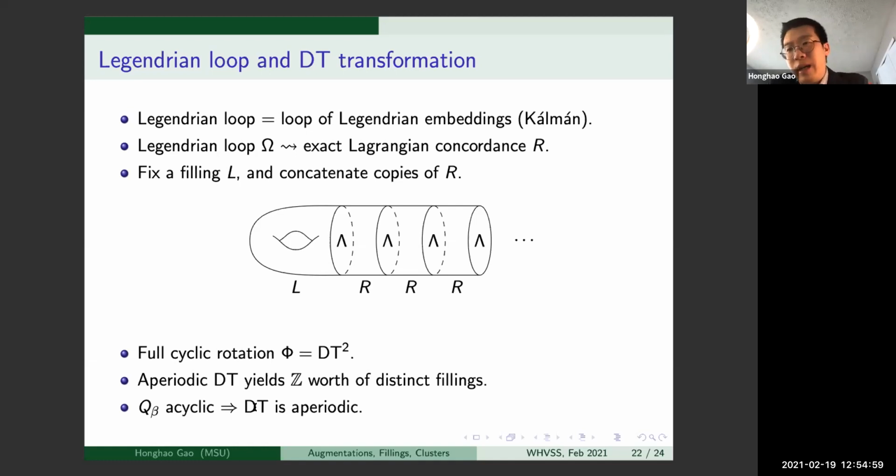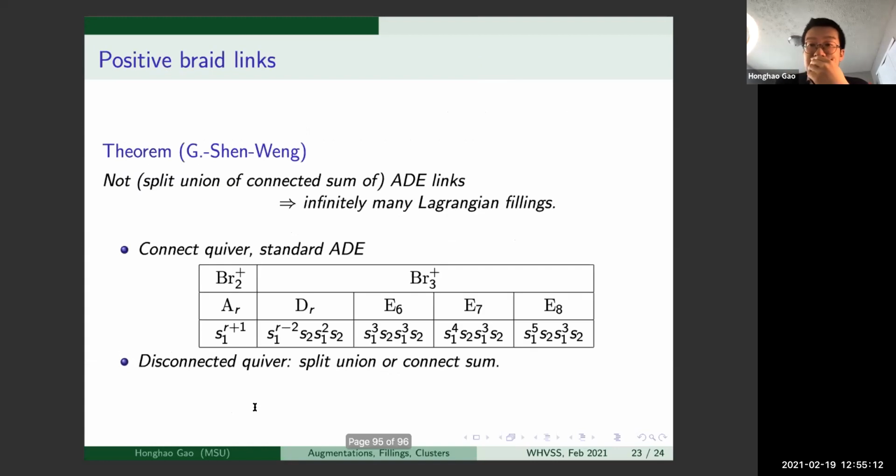So of course, not all positive braids have an acyclic quiver, but using some ideas of cobordism and some additional arguments, at the end of the day, the statement is the following: if you have a positive braid link that's not the split union of connected sums of ADE links, then you could have infinitely many Lagrangian fillings.